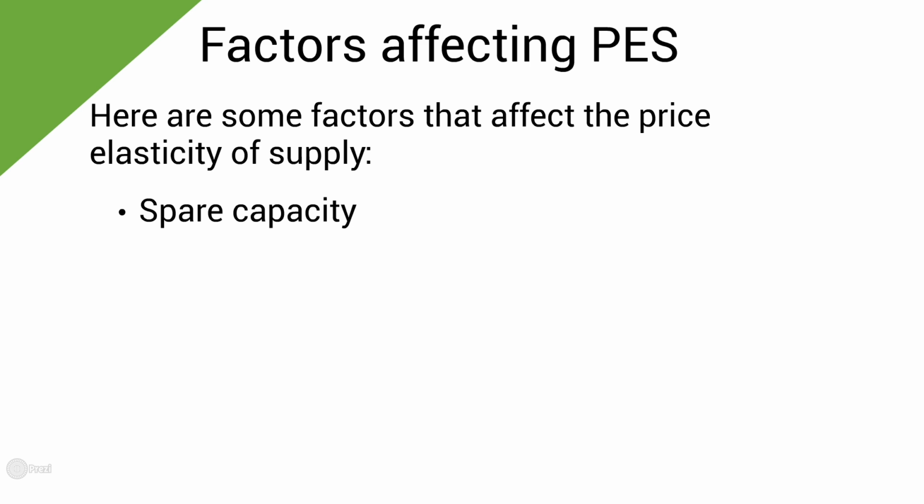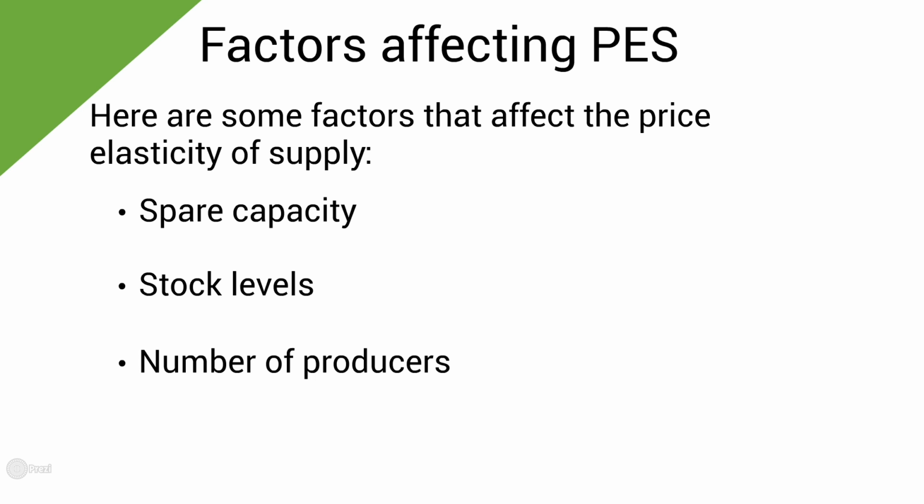Another factor influencing price elasticity of supply is stock levels. Some industries have higher levels of stocks than others. These industries are able to accommodate increases in demand for that good or service without a huge rise in price. So if stock levels are high, the supply curve in the market is likely to be more elastic. Another factor influencing price elasticity of supply is the number of producers. Where there are more producers, the supply curve will be more elastic.